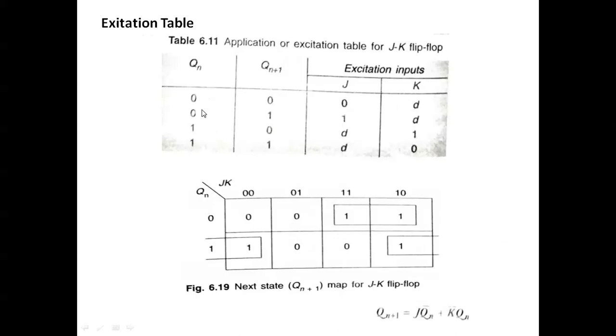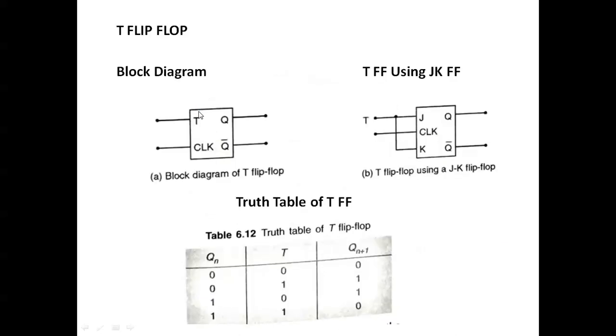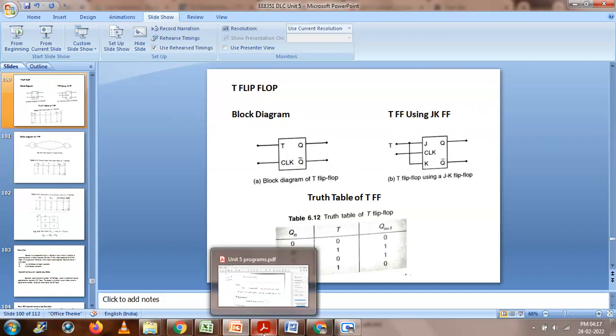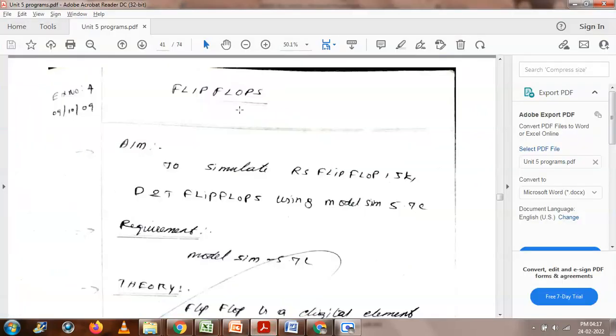And finally, it's a toggle flip flop. Toggle flip flop means it's a T flip flop. So whether the input is 0, the output is 1. So it's a toggled one. So these are the flip flops we already know from previous videos. And now we are going to discuss the coding part of the flip flops.